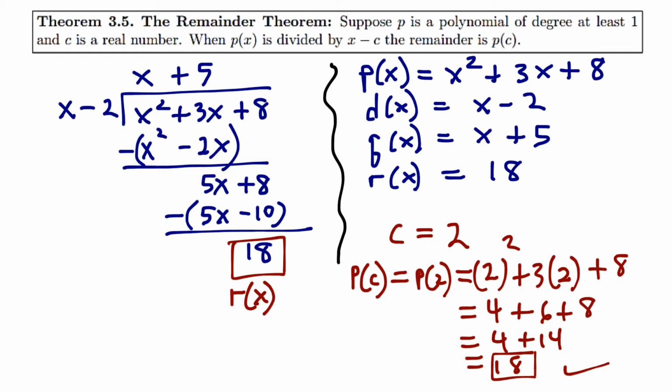So just to illustrate exactly what we're saying here, whenever you've got a polynomial of degree at least 1 and c is a real number, if you divide by this little linear polynomial x minus a real number, your remainder can be calculated without doing your division steps by substituting this number into your polynomial, and you could figure out what your remainder is.